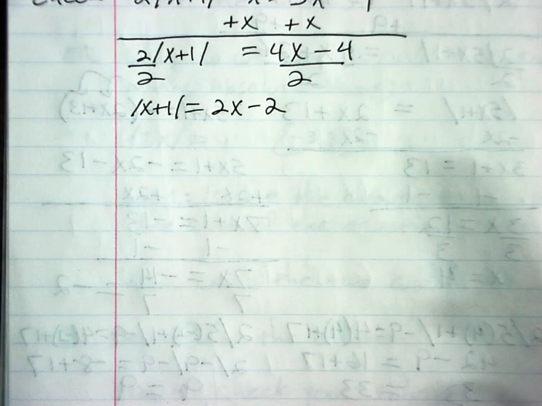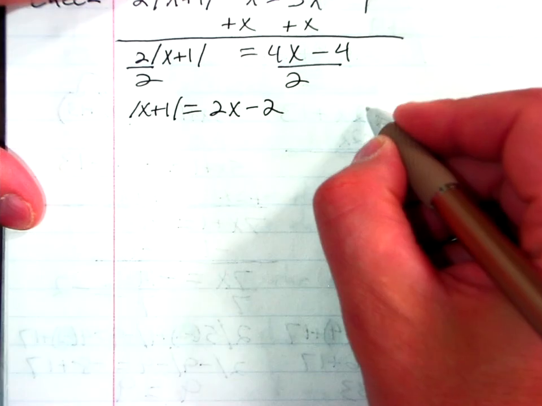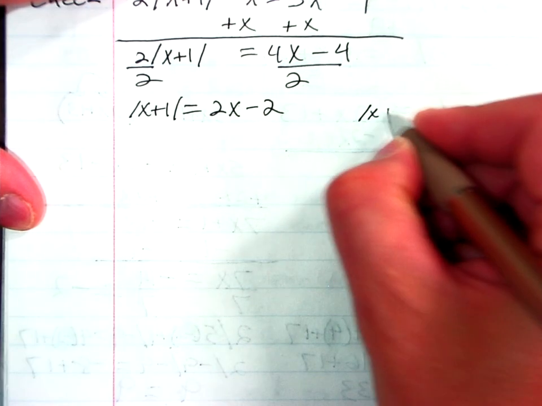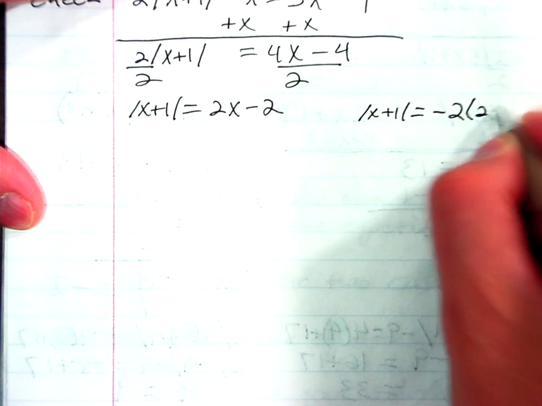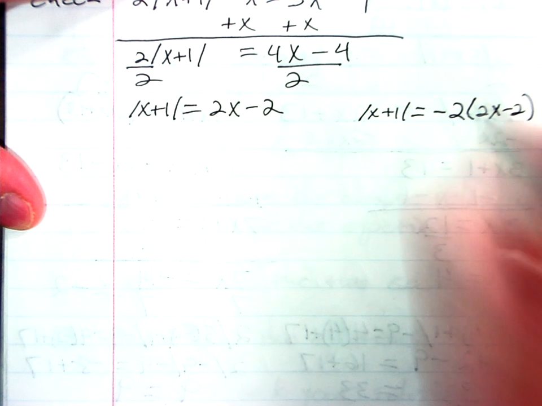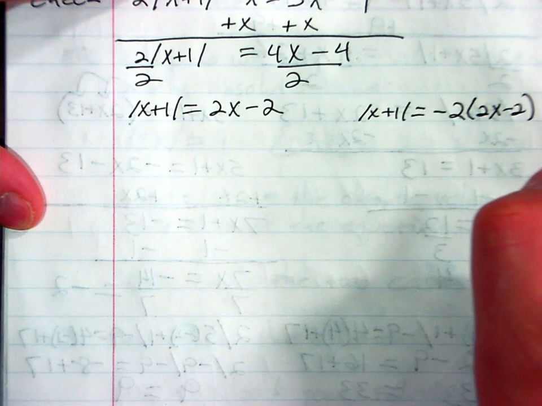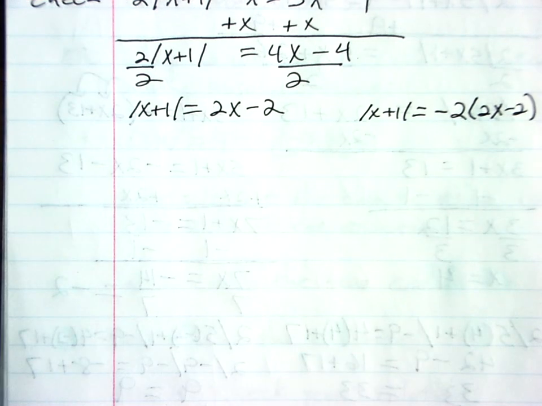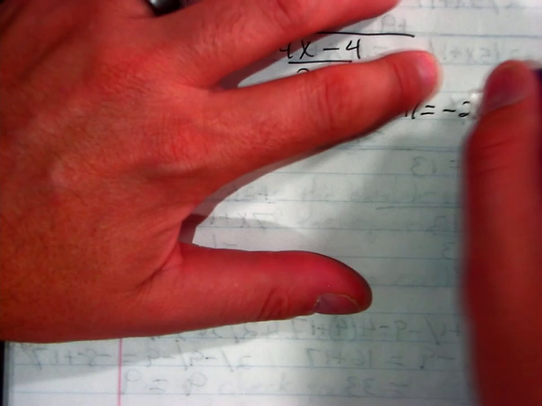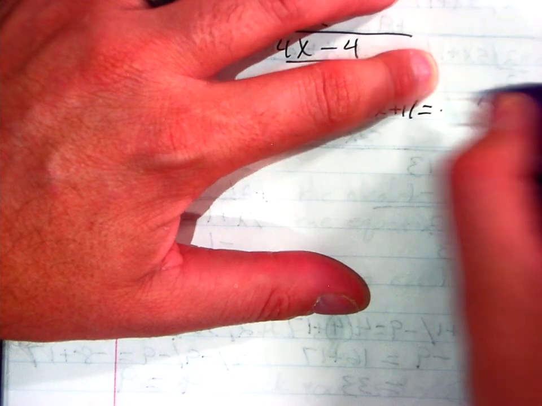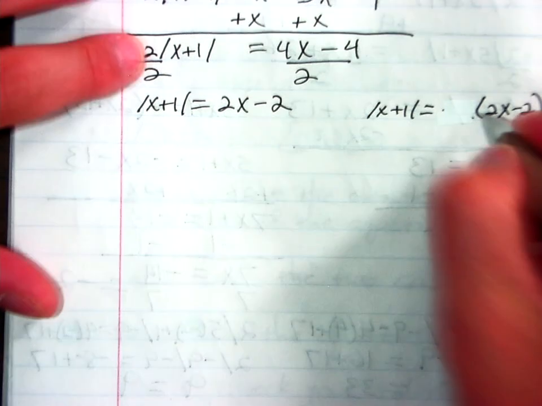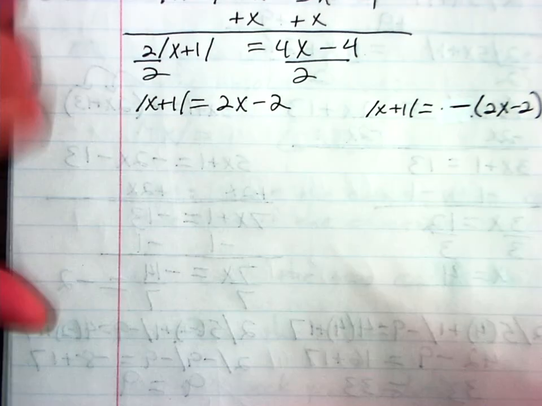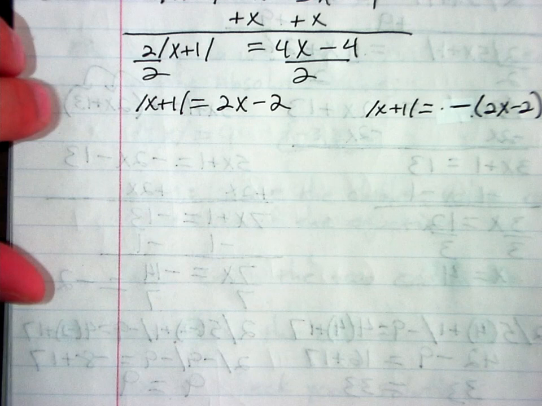All right, next step is I have to write as my two cases. So x plus 1 equals negative 2x minus 2. I wrote that wrong. You are correct. I should have done that. Hold on. I didn't mean to write that 2 there. That was a boo-boo. There we go. All right, let's go ahead and solve now.